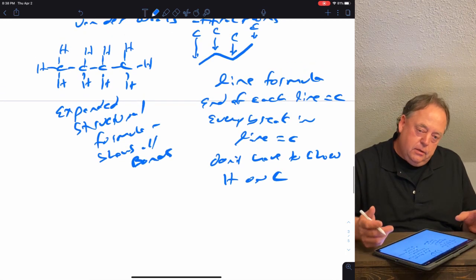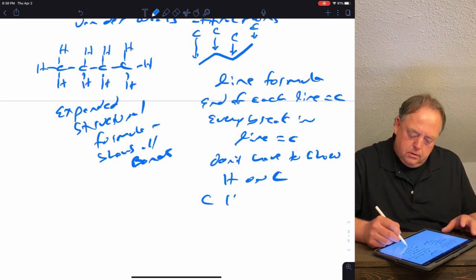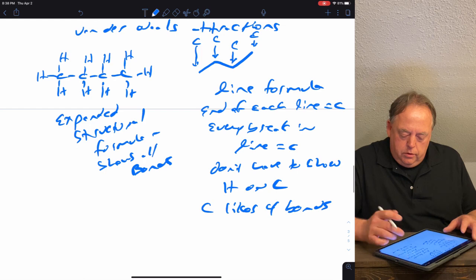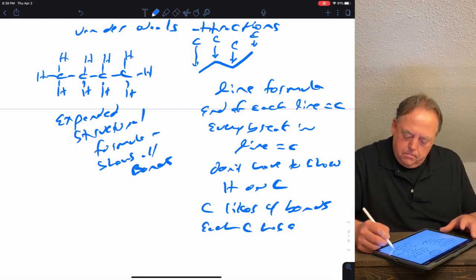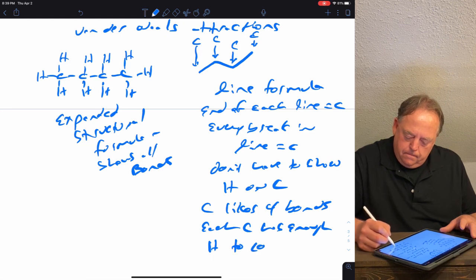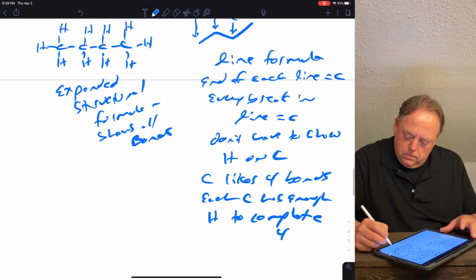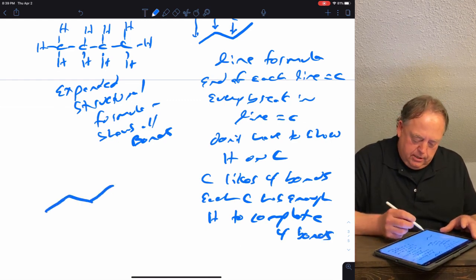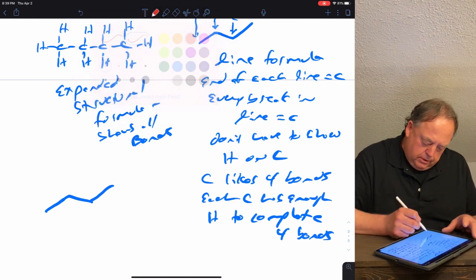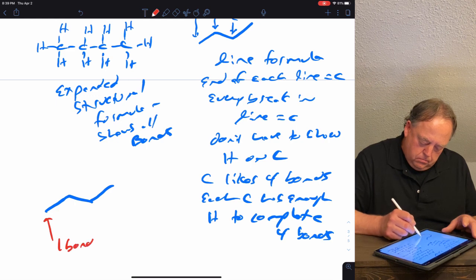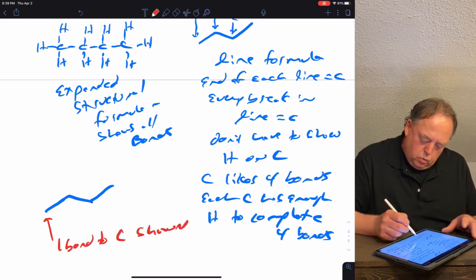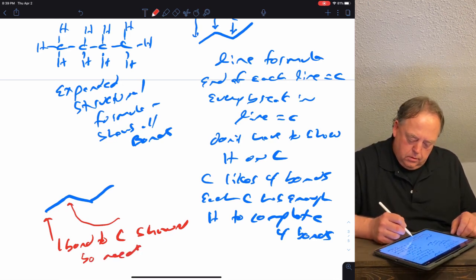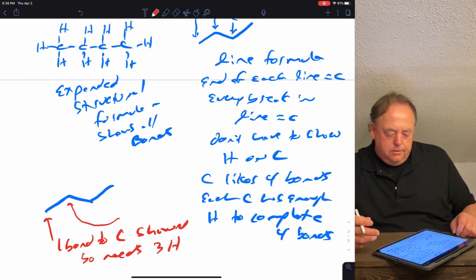And so how do you know how many hydrogens are on each carbon? Because carbon likes to make 4 bonds. So each carbon has enough hydrogens to complete 4 bonds. So if we take that molecule, this carbon has 1 bond to the carbon shown, right? It's got that 1 carbon attached to it, so it needs 3 hydrogens to make 4 bonds.